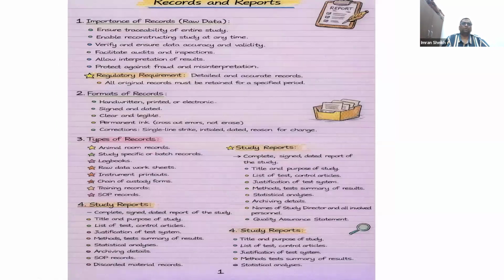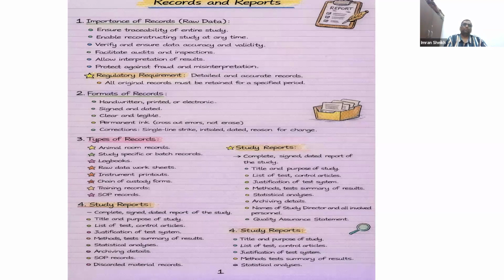Now we will talk about the records and the reports. Records are basically the raw data, and they ensure the traceability of the entire study, and thereafter reconstructing the studies at a specific time, verifying and ensuring the data and its validity, facility audits and inspections, allowing the interpretation of the results, and protecting against fraud and misinterpretation. Regulatory requirements include detailed and accurate records. All the records must be retained for a specific period.